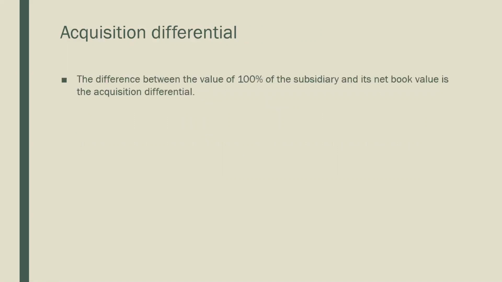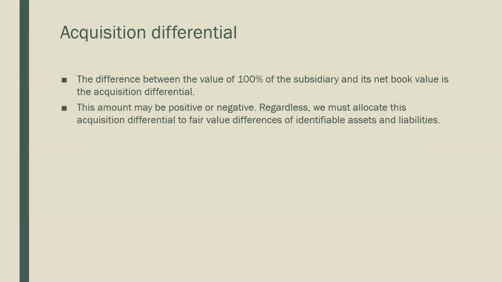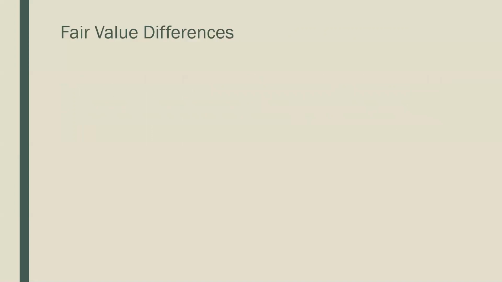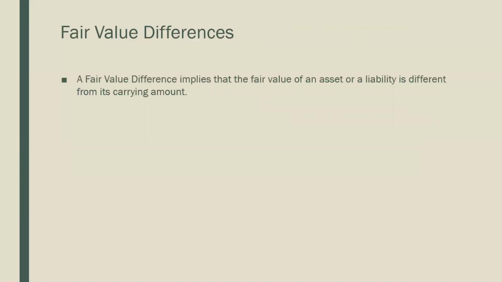Acquisition differential is the difference between the value of 100% of the subsidiary and the net book value. This amount may be positive or negative. Regardless of whether the amount is a positive or a negative, we must proceed to allocate the acquisition differential to fair value differences of identifiable assets and liabilities. Fair value differences basically implies that the fair value of an asset or liability is different from its book value or carrying amount.